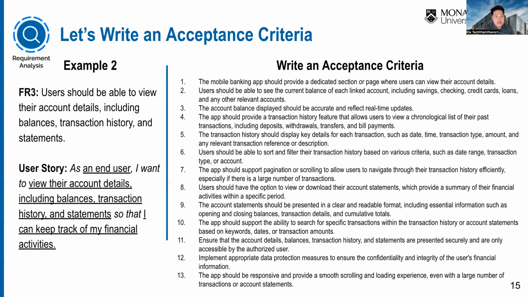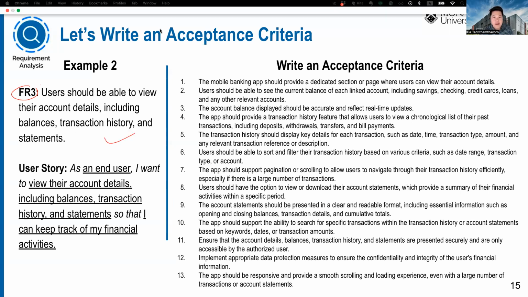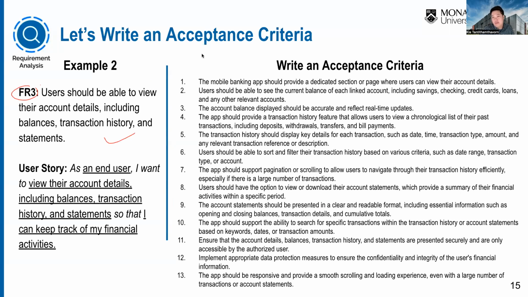And another one. Let's say if we look at the functional requirement tree, users should be able to view their account details, including balance, transaction history, and the statement. So that means after the login, think about the scenarios. After the login, maybe we present different types of the account. The user should be able to view their account details, including balances, how many transaction history, and the statement, download the statement or whatever.